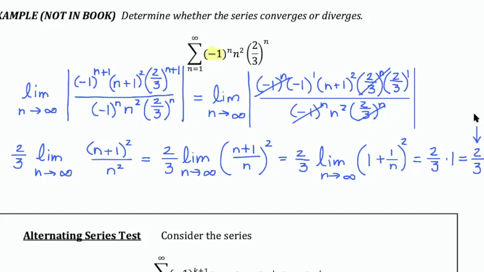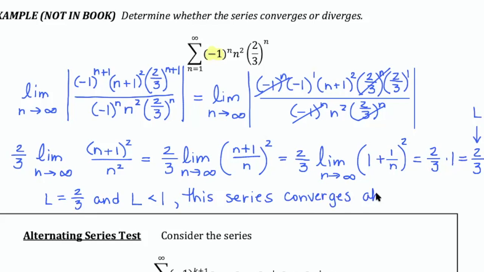Now again, that's the L value. So now I say, okay, since my L is 2/3, and that means L is less than 1, this series converges absolutely. So I've established the convergence of my original series as well as its absolute value.